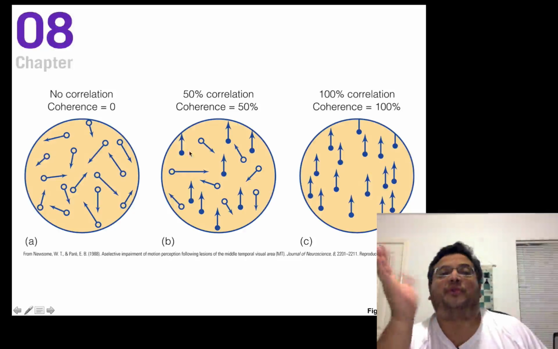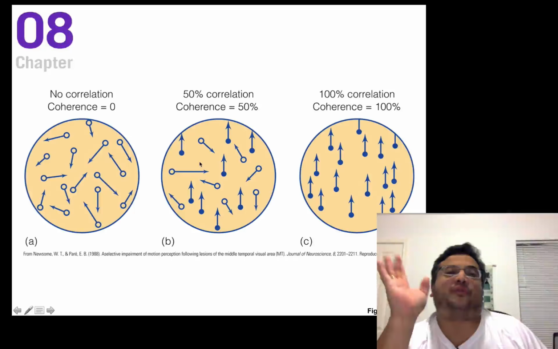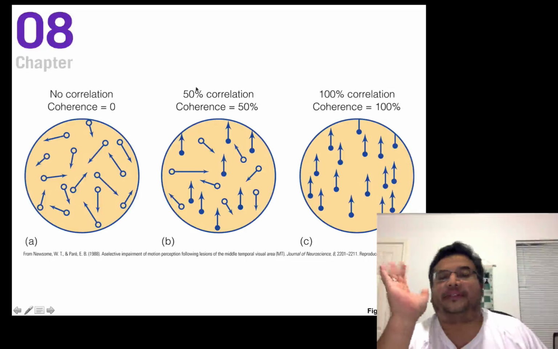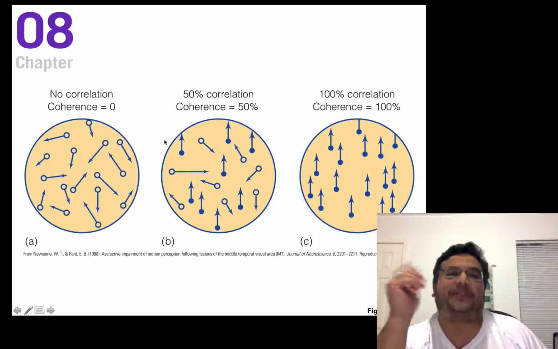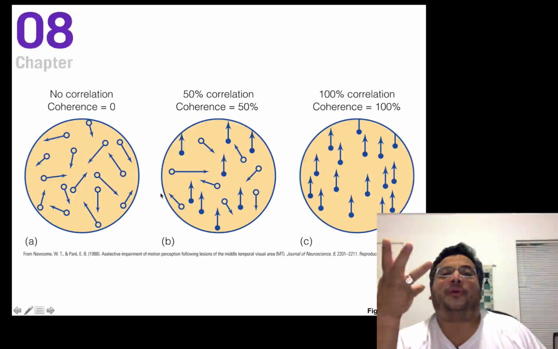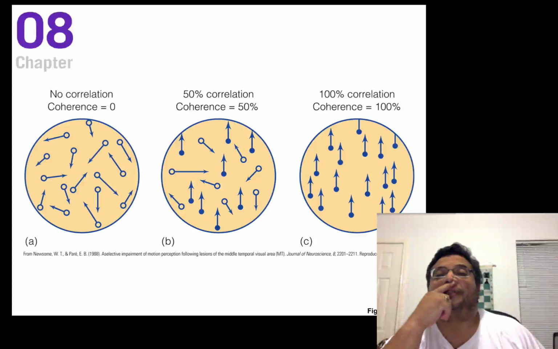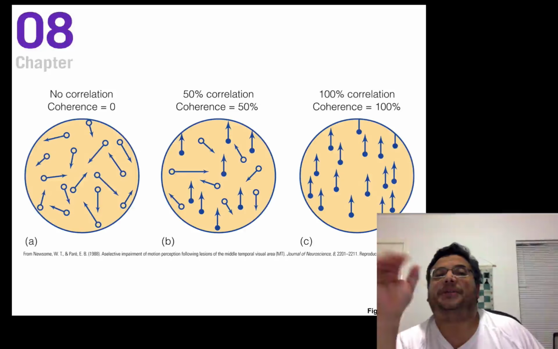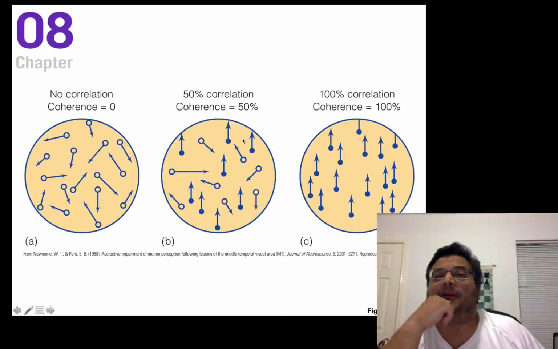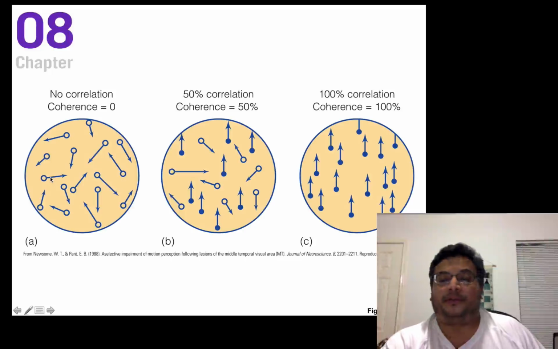Okay, and then of course you can adjust this. You can have 25% coherence, or 75% coherence, or 20% coherence, and the higher the coherence, the more of the dots are going together in a group in one direction. So it's obviously easier to detect motion here in the 100% coherence group. You can clearly see that there's some sort of motion in a particular direction. Here it's a little bit harder, but you can still detect it. And here, of course, it's impossible because there is no movement.